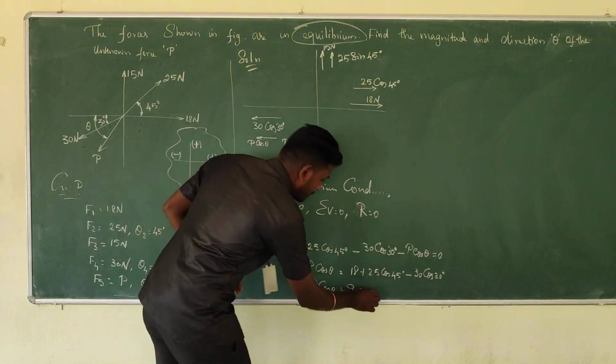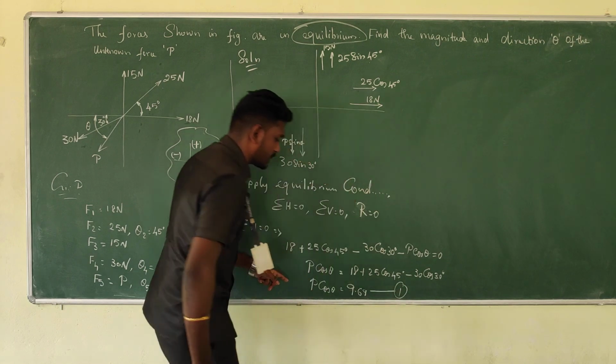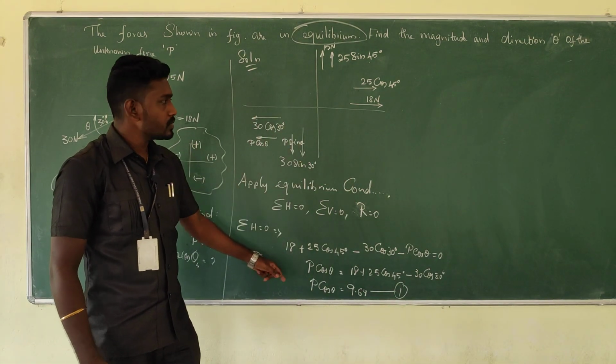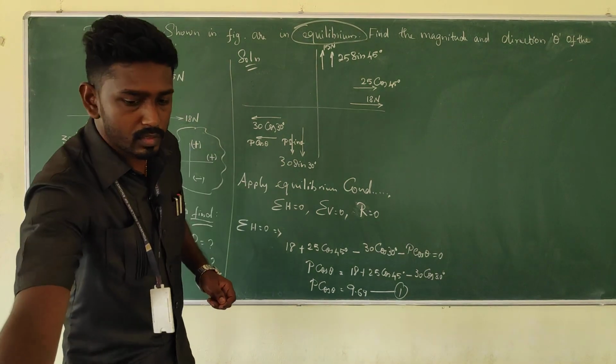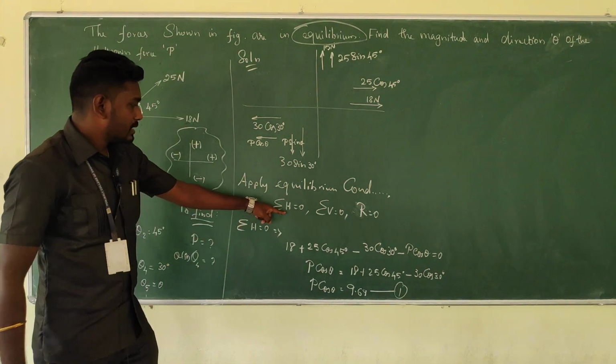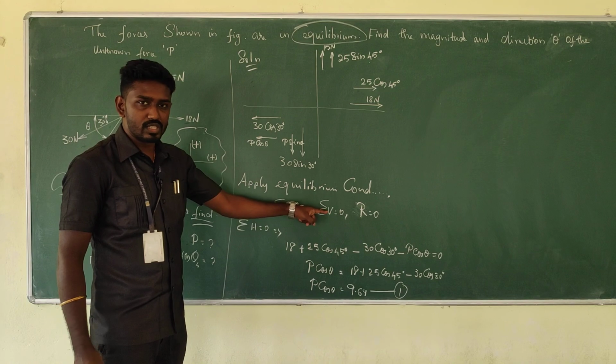So I am just leaving it, and I am going to take this as equation number 1. Move to the next one. Summation of H is equal to 0 over.